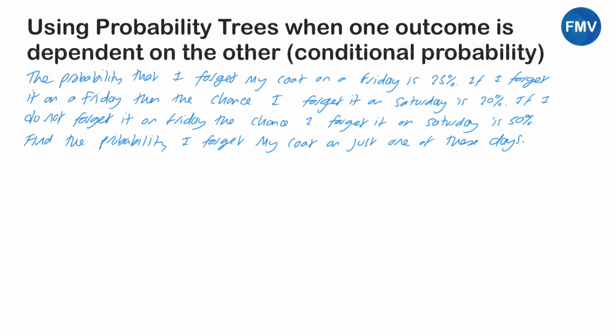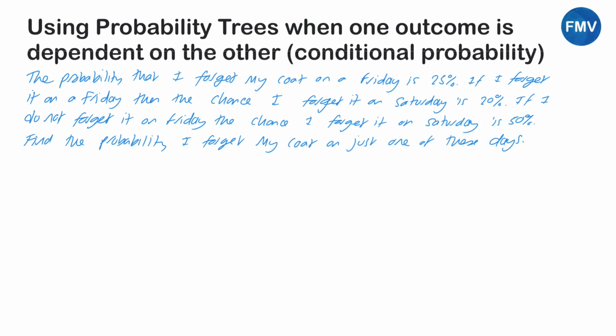One more question. So in this final question, the probability that I forget my coat on a Friday is 25%. If I forget it on a Friday, then the chance I forget it on a Saturday is 20%. If I do not forget it on the Friday, the chance I forget it on the Saturday is 50%. Find the probability I forget my coat on just one of those days.